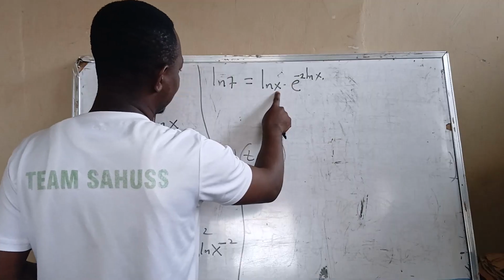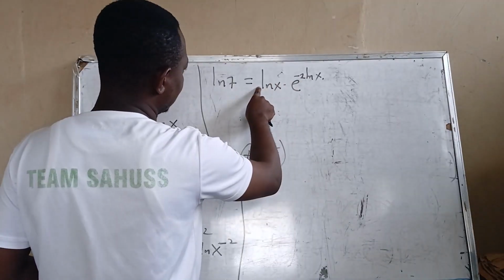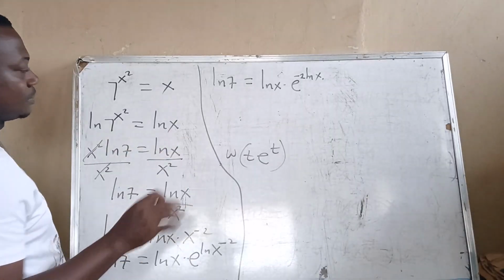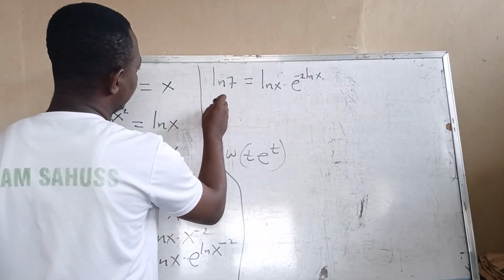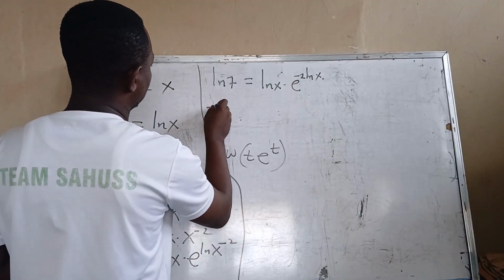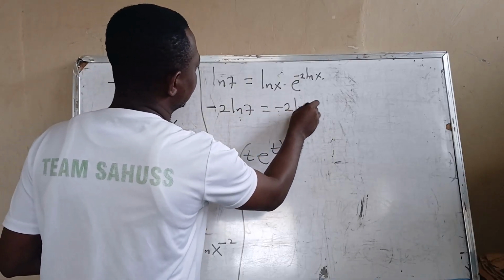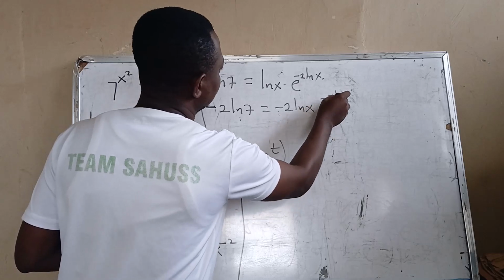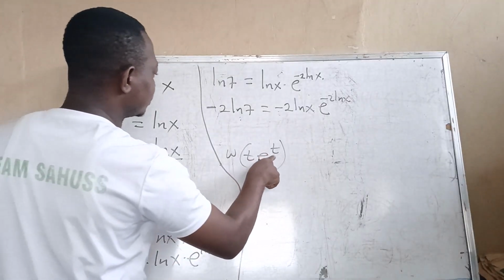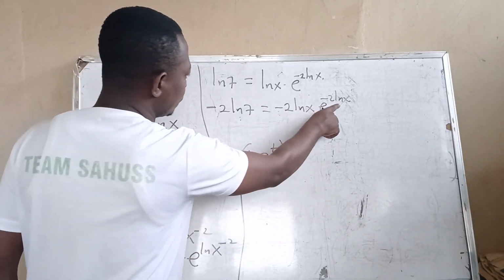And this one is ln of x. Something is missing. What is that? Minus 2. So this one must be equal to that. So what I will do here is multiply both sides by negative 2. So we have minus 2 ln of 7 equals minus 2 ln of x times e to the minus 2 ln of x. Okay, now from here I can say the target has been achieved because what is here is the same as what is there.